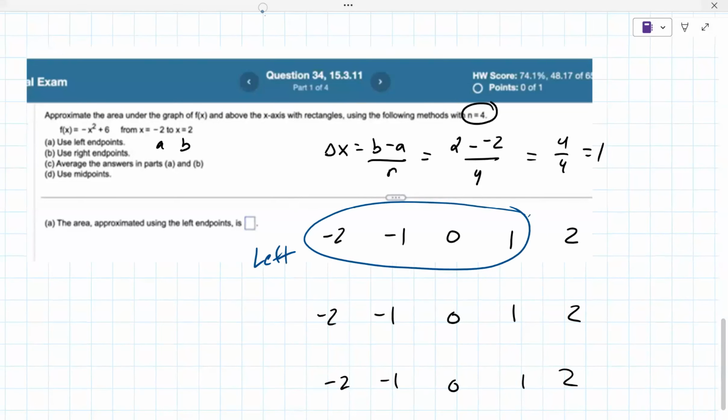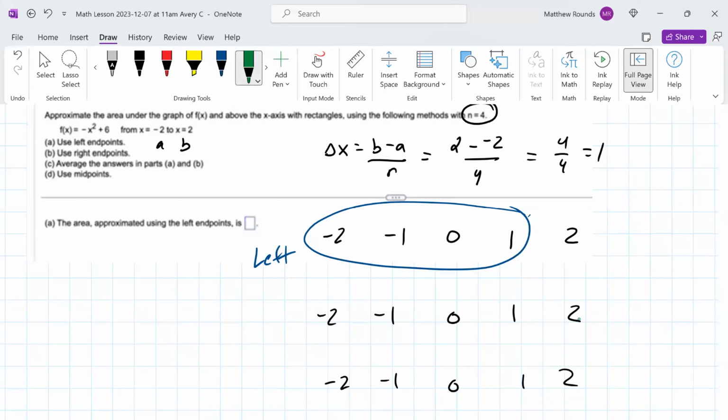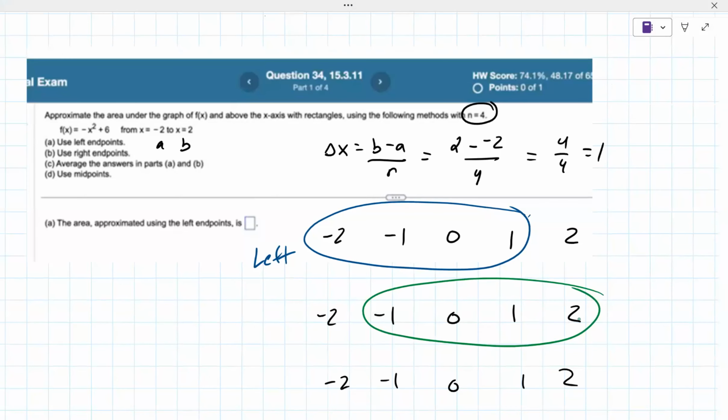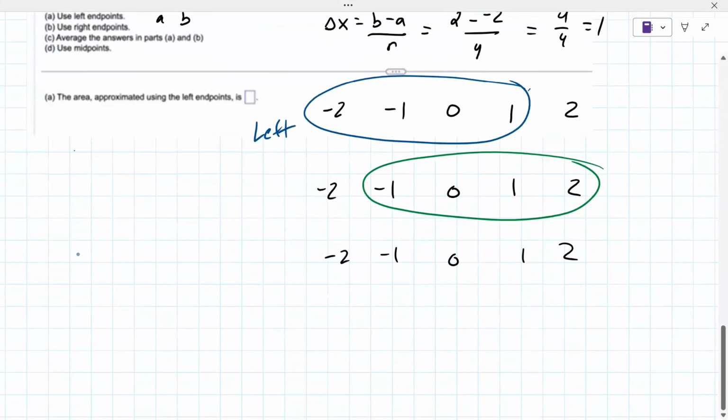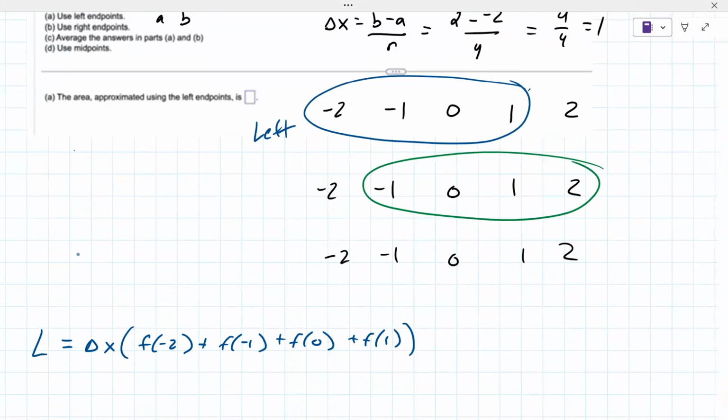Okay. For the right, we're going to use these points right here, and you'll see what I mean by that in a moment. So for the left sum, you take delta x and you multiply it by f of -2 plus f of -1 plus f of 0 plus f of 1. And those numbers come from these values here. There's 4 of them because n equals 4.